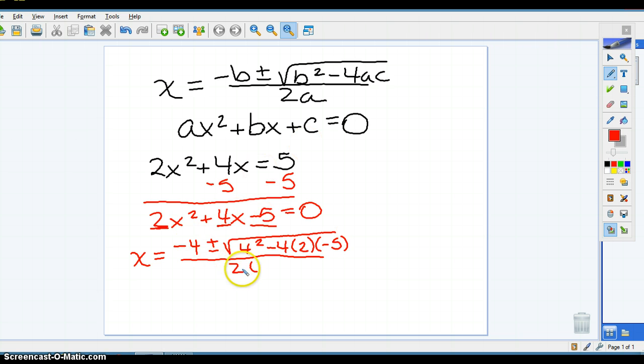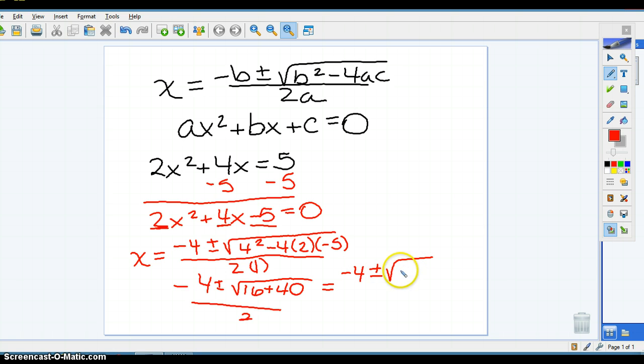It'd be 2 times 1, and then we just do the math. So negative 4 plus or minus the square root of 16. Negative 4 times 2 is negative 8, times negative 5 is a positive 40, all over 2, which is the same thing as negative 4 plus or minus the square root of 56 all over 2.